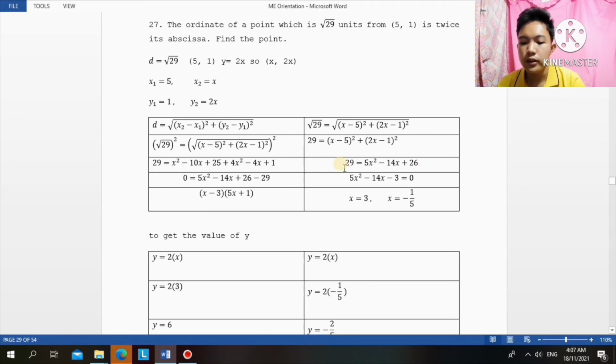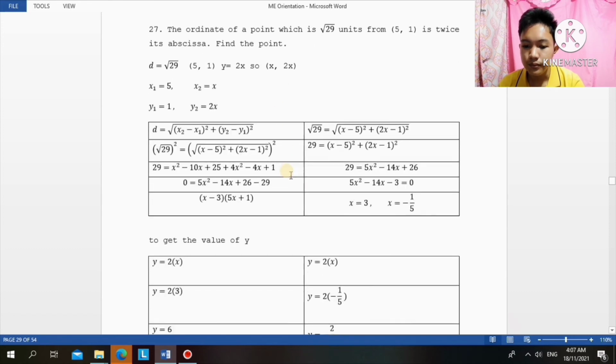So transpose 29 from the left to the right, so it will become negative 29. Our equation will be 0 is equal to 5x squared minus 14x plus 26 minus 29. So 26 minus 29 will become negative 3. So factor 5x squared minus 14x minus 3 to get the value of x. So the factors are (x minus 3) and (5x plus 1). So the value of x is 3, and the value of x is negative 1 over 5.